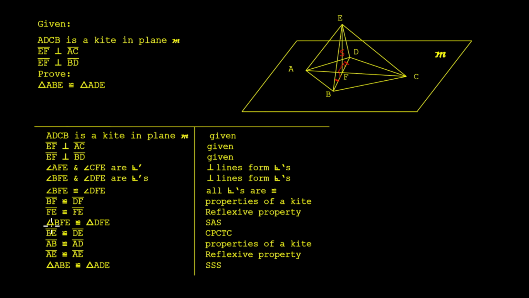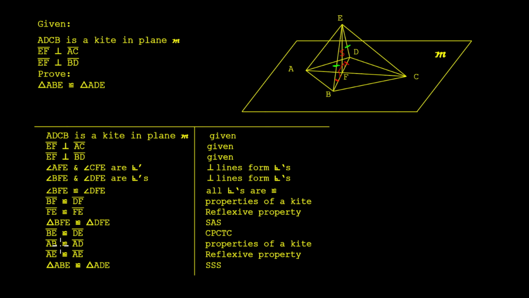So then we have triangle BFE is congruent to triangle DFE, SAS, side angle side. So we have side, angle, side, side, angle, side. It can be a little tricky to see that in 3D. Take a second and convince yourself of that. From there, and we will start marking in green, BE is congruent to DE, CPCTC. Corresponding parts of congruent triangles are congruent. So BE right there is congruent to DE over here in the back.